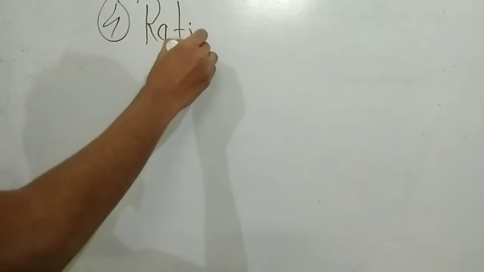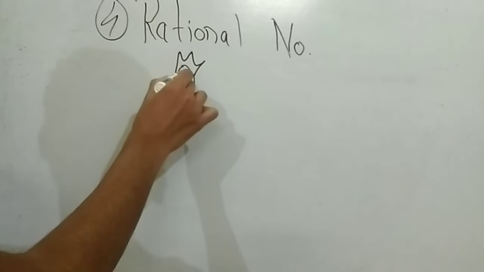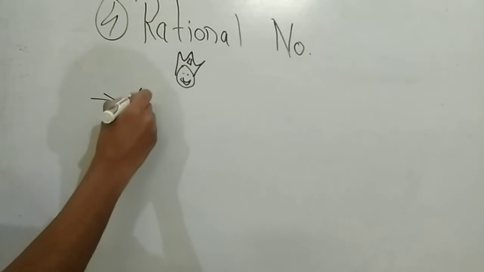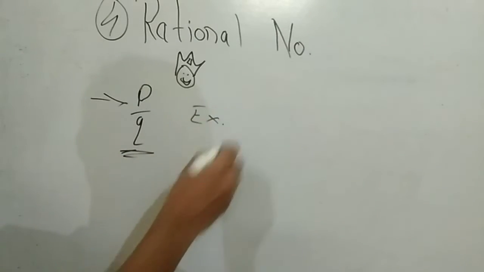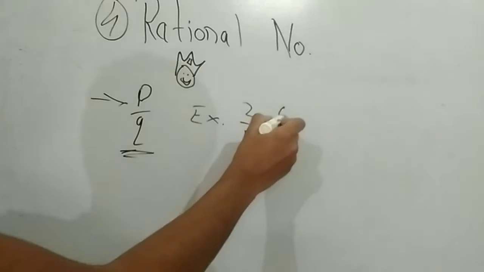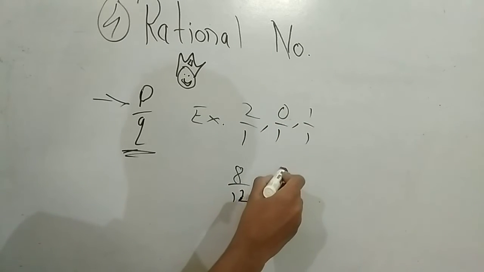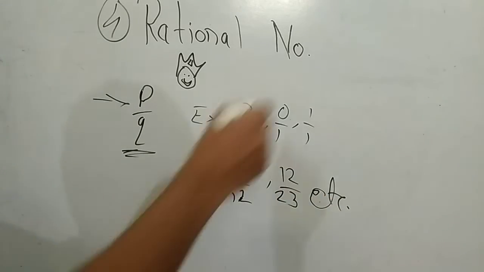Okay, now let's move on. We get rational numbers. It is the final number, but not the least, as it is the most important number in this chapter, the most basic number. It is the king of the numbers which you have just read. So any number is a rational number if it can be written in the form of p by q. For example, 2 by 1, 0 by 1, 1 by 1, 8 by 12, 12 by 23, and many more.